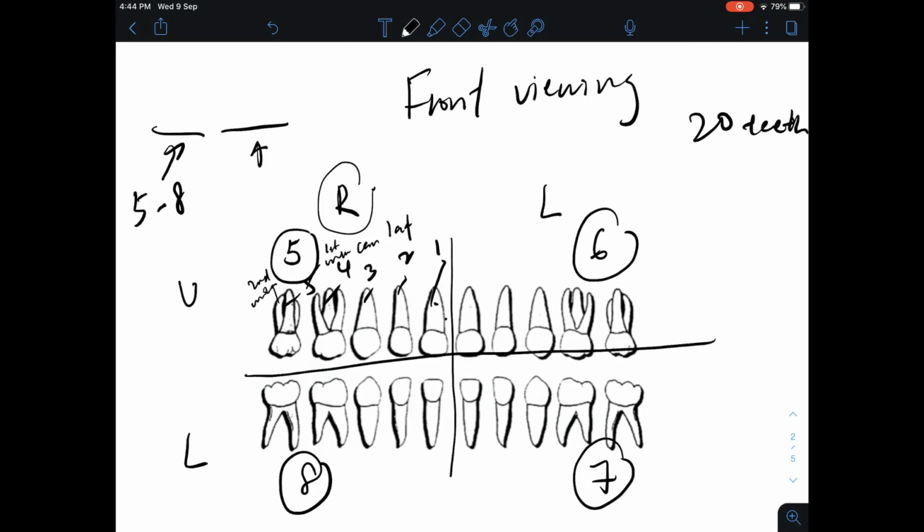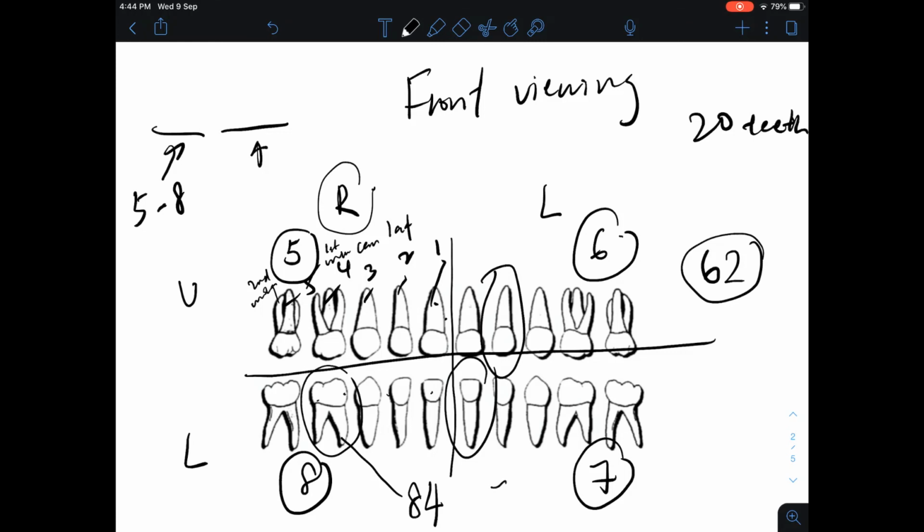Let's do some exercise. For this tooth, it is at quadrant 6 and it's the second tooth from the midline, so it's known as 6-2. Let's say for this tooth, it is at 8 and it's the fourth tooth from the midline, so it's known as 8-4. Let's say for this tooth, it is 7-1.